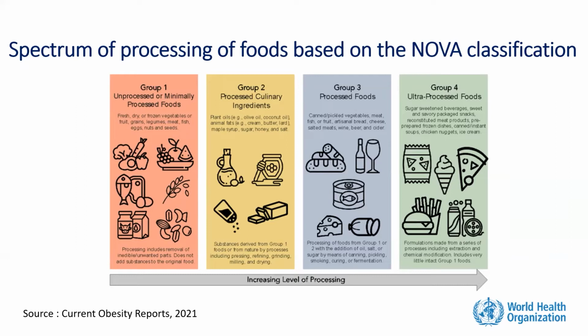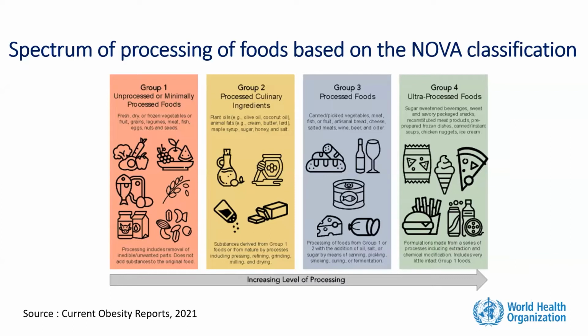Then the third one is processed foods. And this is really the outcome of processing, for example, cheese or meat or canned fish or wine and bread, of course. These are mainly made of ingredients from group 1 and group 2.